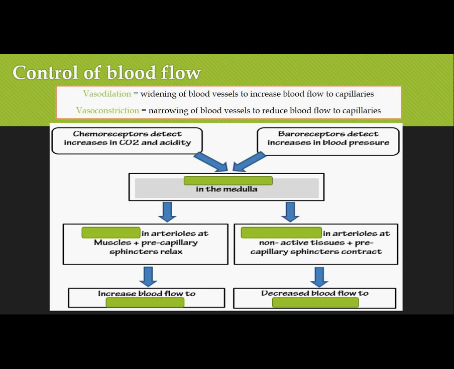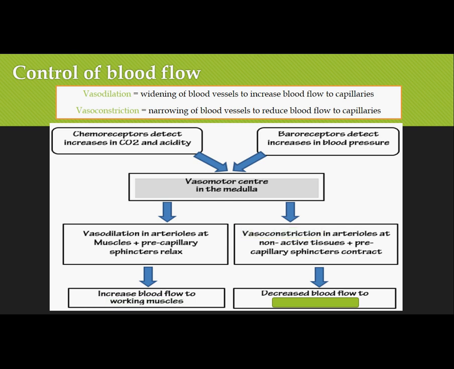These both send a message to the medulla in the brain, in particular to the vasomotor center within the brain. The sympathetic nervous system is now switched on. Vasodilation occurs in the arterioles at the muscles that are working, and the precapillary sphincters, which are rings of cartilage leading up to the muscles, relax and open up to increase blood flow to those working muscles.